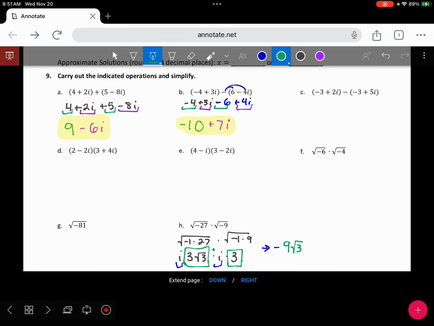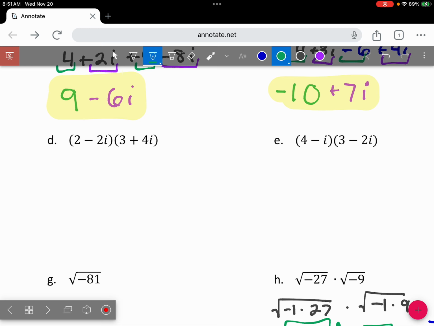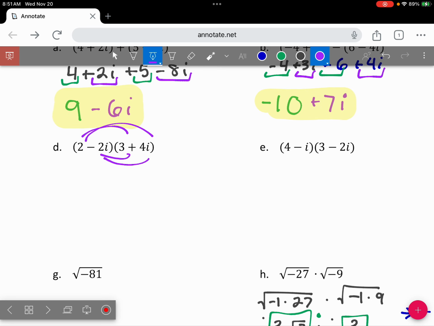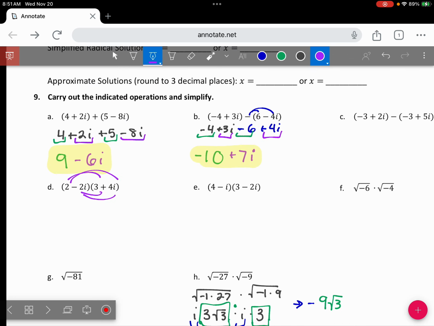Which one were you looking at, Danae? D? That's just like the bell work one, where we distribute it or we box multiply it. So this guy, that guy. So distribute it and just watch out for those i squareds. Okay. I do have the full answer key to this posted up on the Canvas page, and for all the homeworks. So as you're going through stuff, do so.